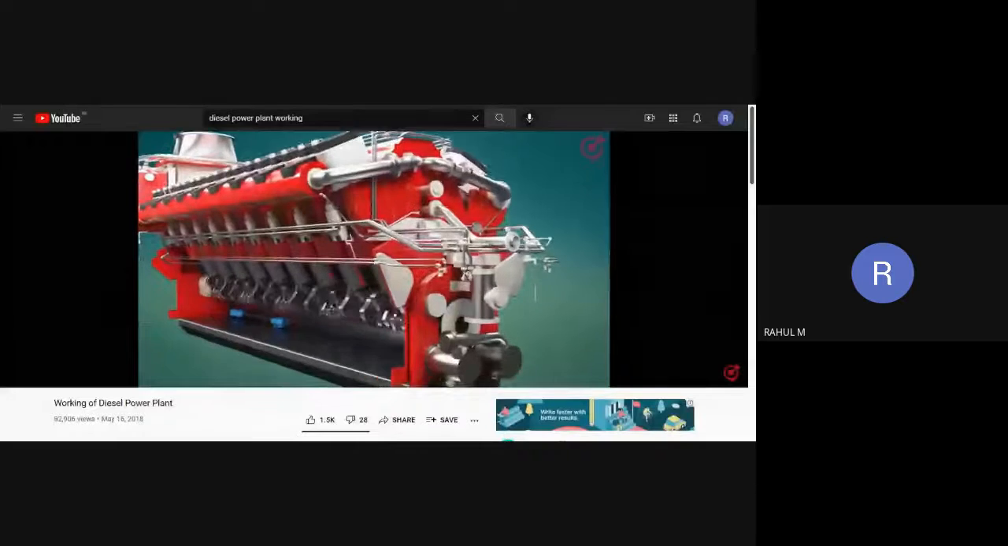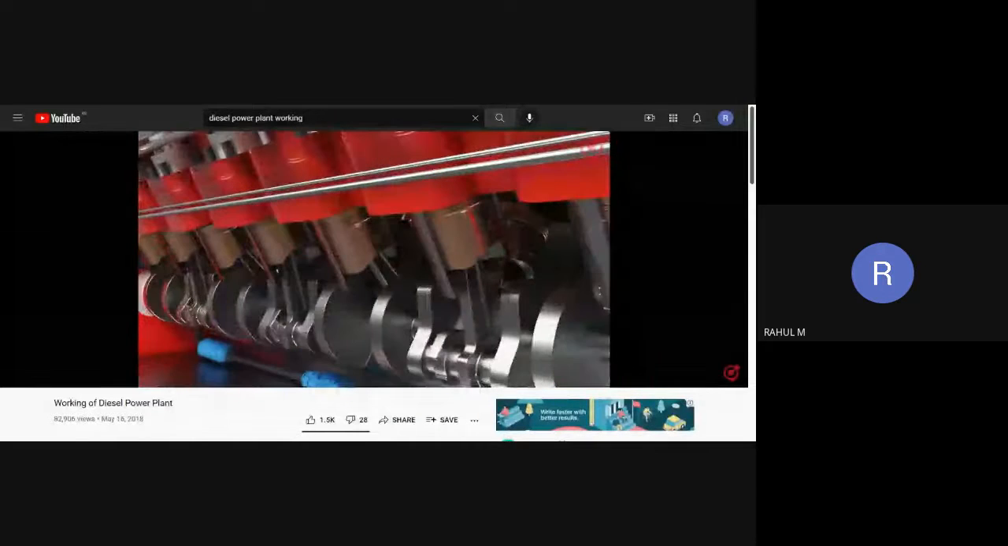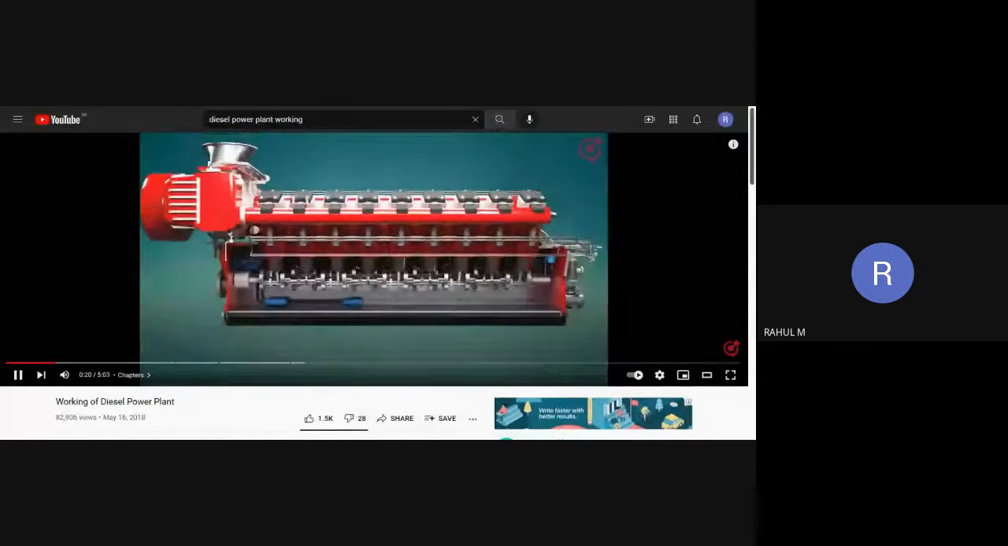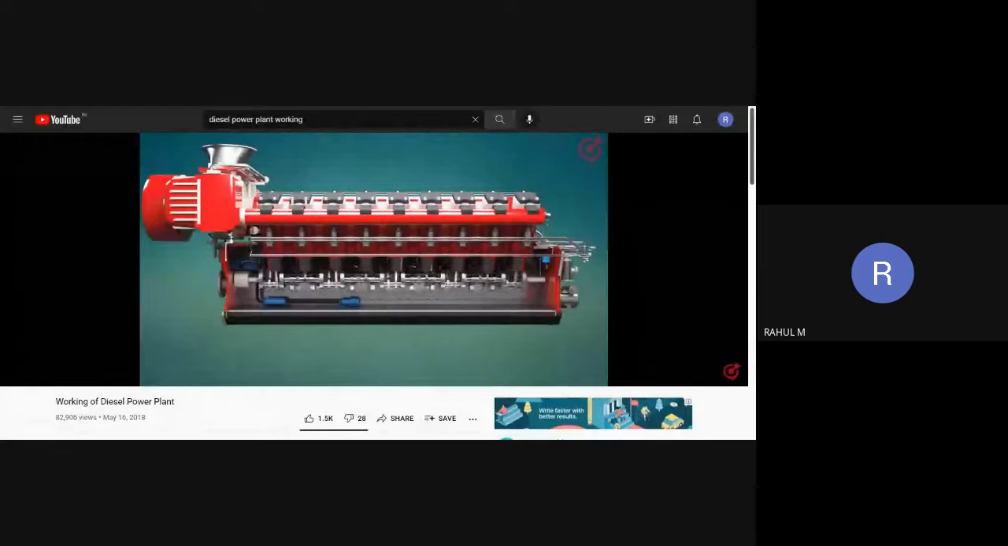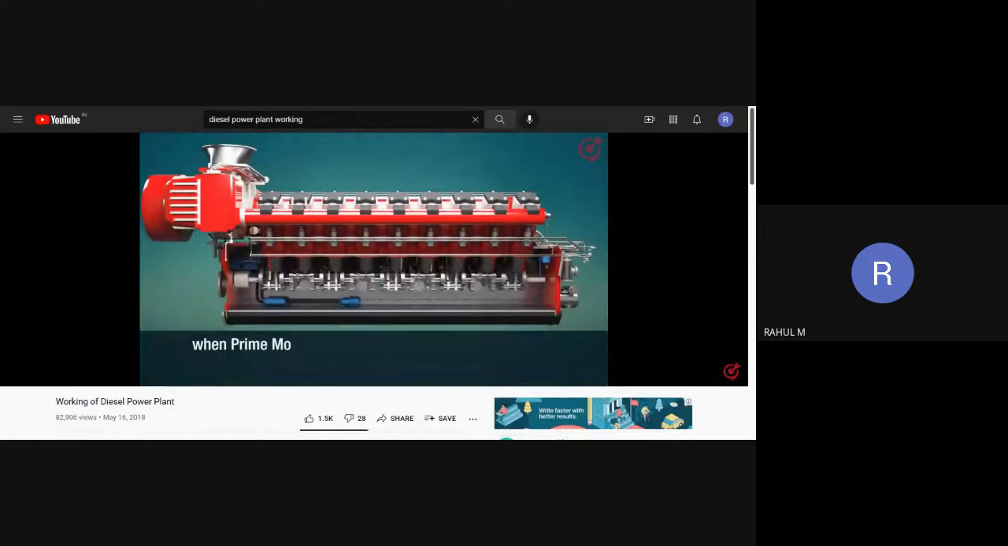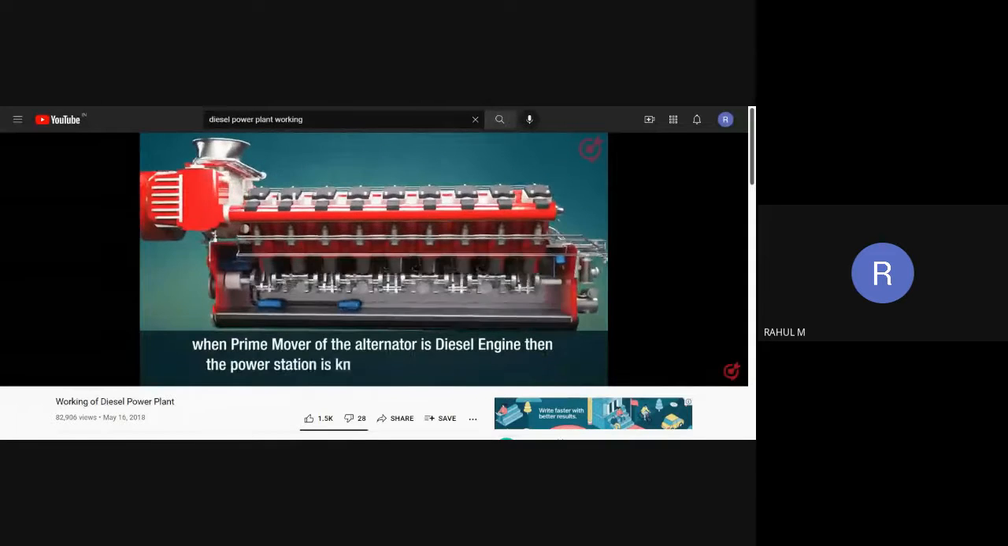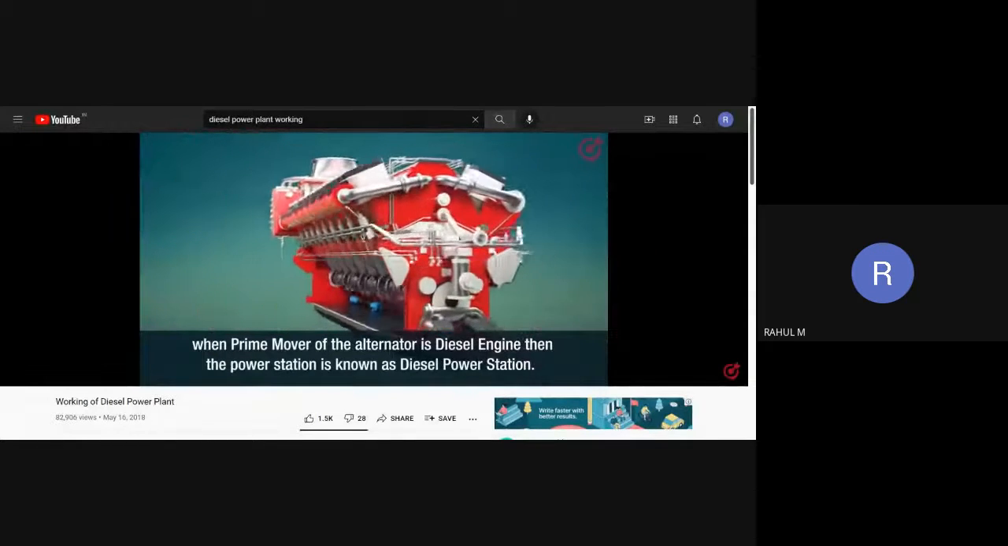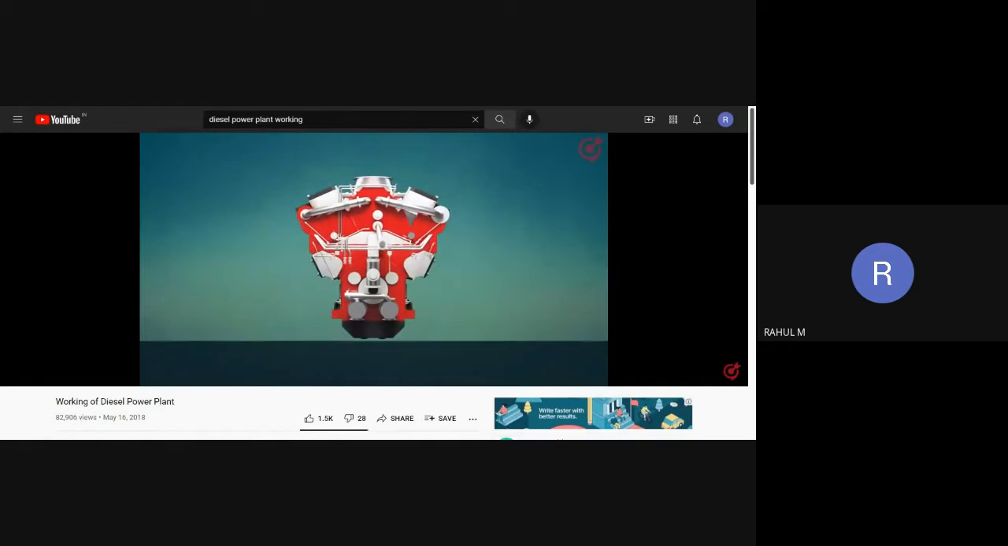This prime mover can be driven using different types of fuel. Diesel engine is one of the most popular methods as a prime mover for generating electricity. So, when prime mover of an alternator is diesel engine, then the power station is known as diesel power station. Let's take a look at the diesel power plant.